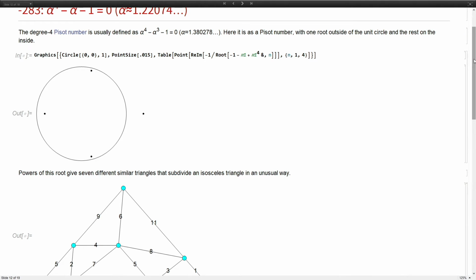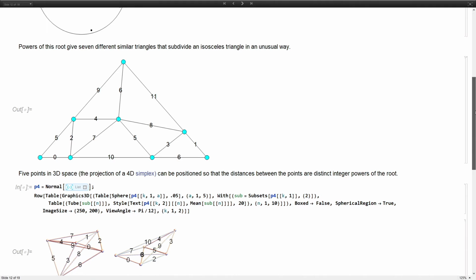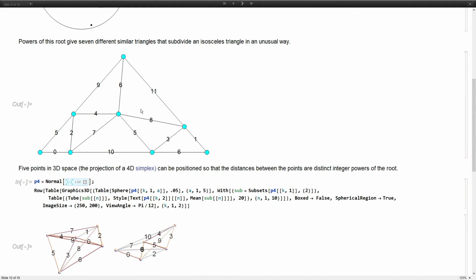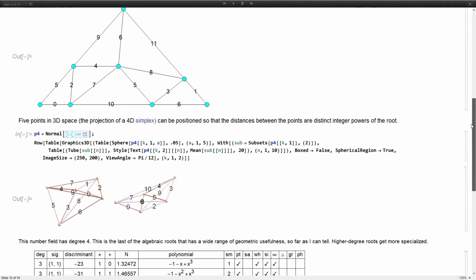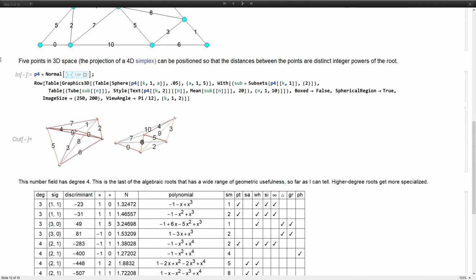And similar to the plastic constant, it lends itself to this bizarre similar triangle construction. All these numbers are powers of the square root of the second Poisson number, which hadn't been seen before. You can also build things called degenerate simplexes, where you've got 5 points, which are all at a constrained distance apart. And these numbers here, they're all powers of the square root of the second Poisson number.